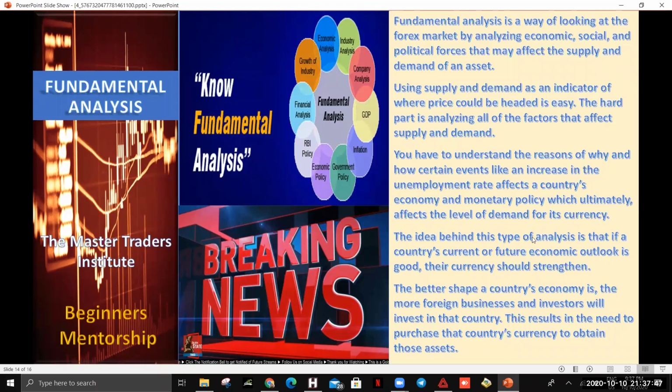The idea behind this type of analysis is that if a country's current or future economic outlook is good, their currency should strengthen. You understand? The better shape a country's economy is in, the more foreign businesses and investors will invest in that country, resulting in the need to purchase the country's currency to obtain those assets. So you see the good reason why countries are actually looking for people to come and invest and do more business in their country. By the time you have more industries, you have things that make people come to your country and keep flocking money there.